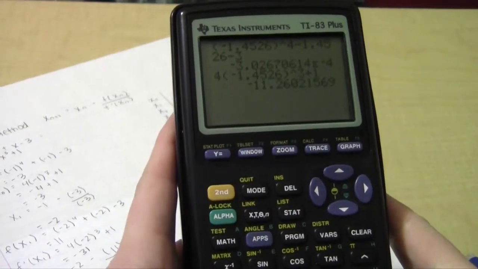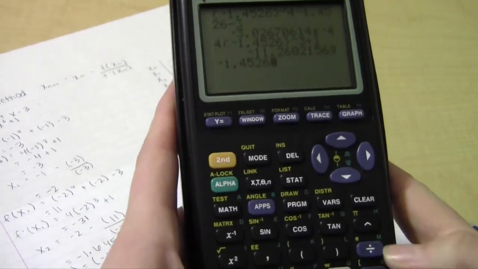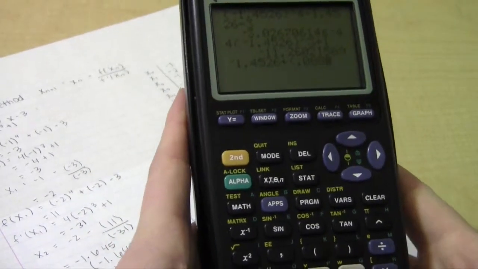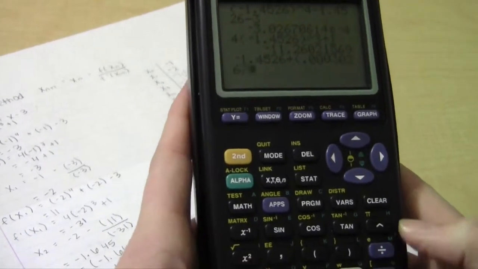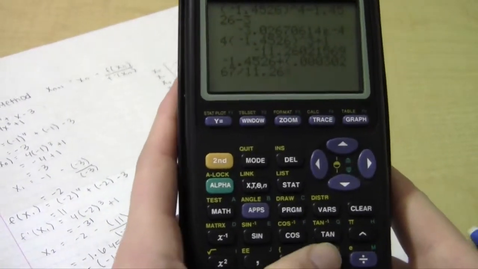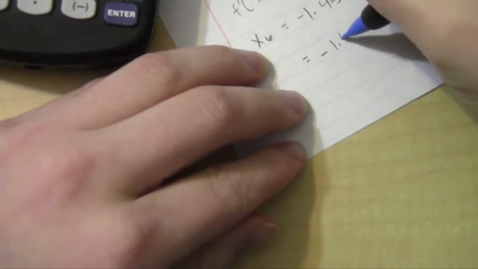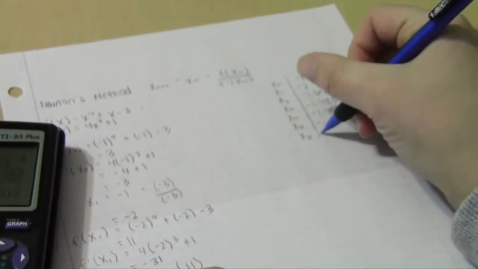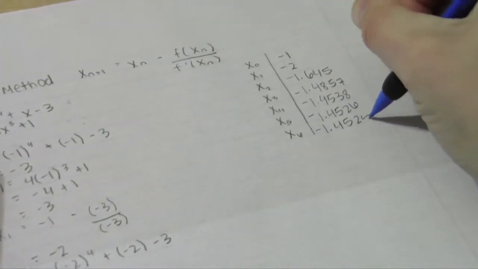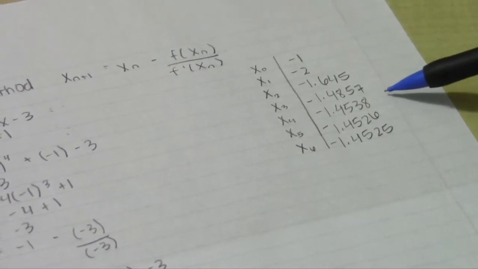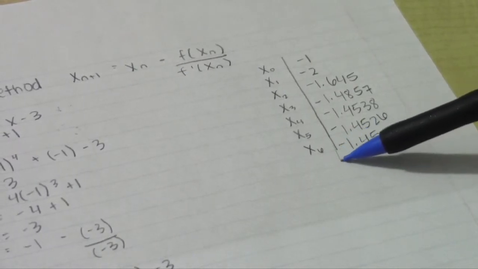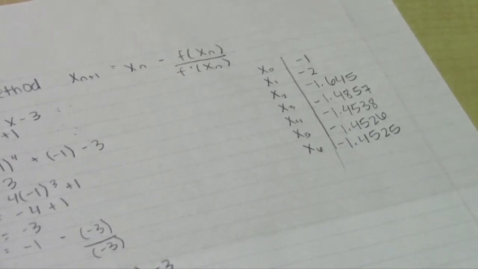So going back and using Newton's method equation, we can put that into our calculator. That's going to be a positive fraction, because a negative divided by a negative is a positive. And we get about negative 1.4525. We can put this back into our table as well. And I would definitely say our series is converging to about negative 1.45. If we continued with this series, we should also see that as well.